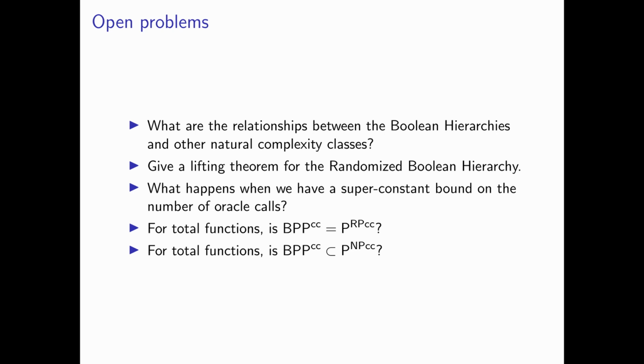Boolean hierarchies represent protocols with a constant number of oracle calls. What if we still bound the number of calls, but by a super constant amount? Finally, let me remind you of the big open questions of BPP versus P to the RP and BPP versus P to the NP.